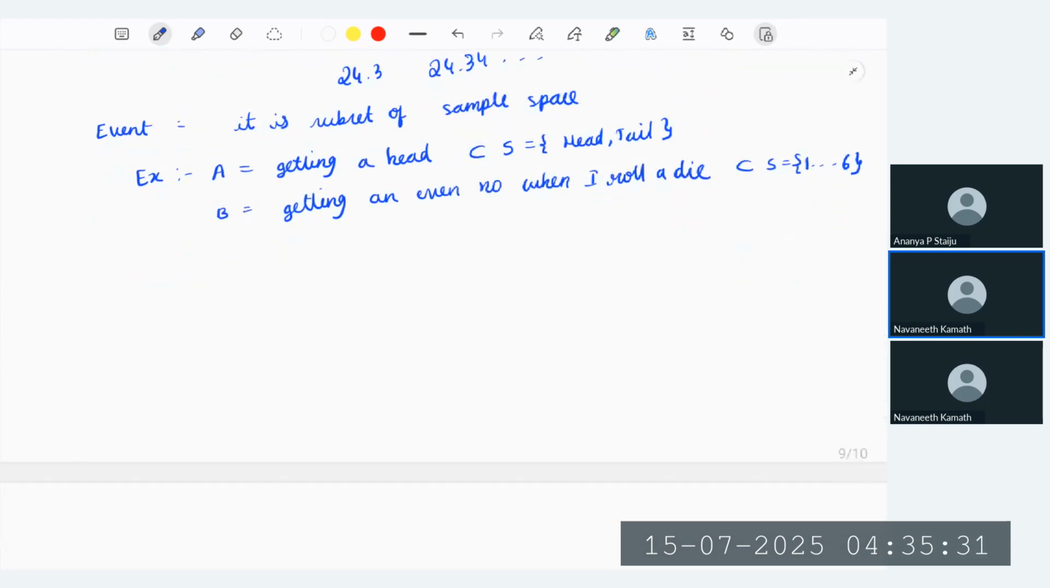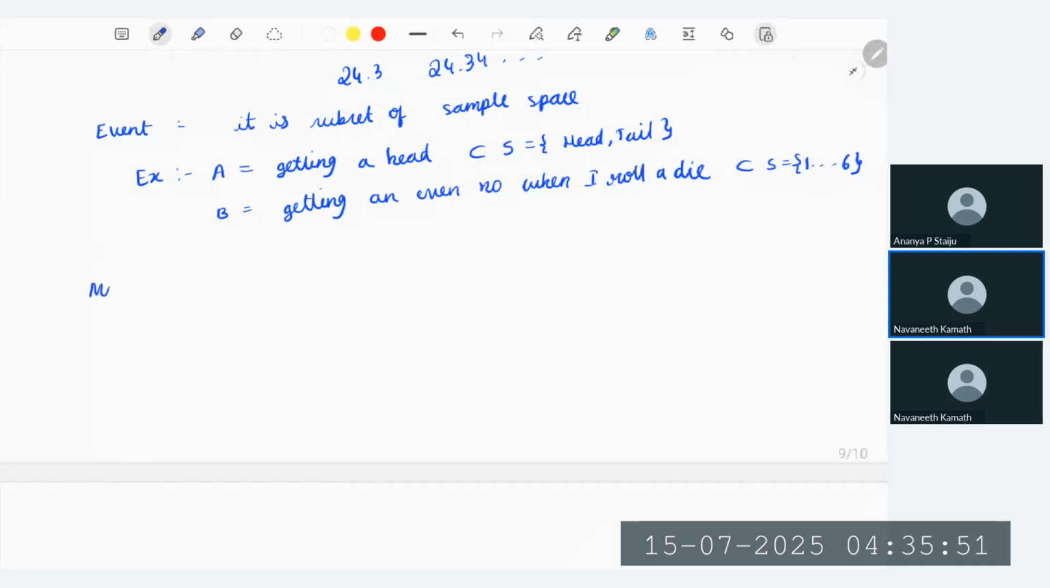So can I go to types of events now? Any doubt in this? These are all basics. I'm just going through this so that we can have a complete comprehensive course. Can I move to the next? Okay. Now, types of events.